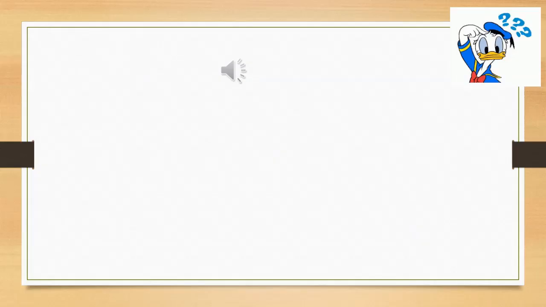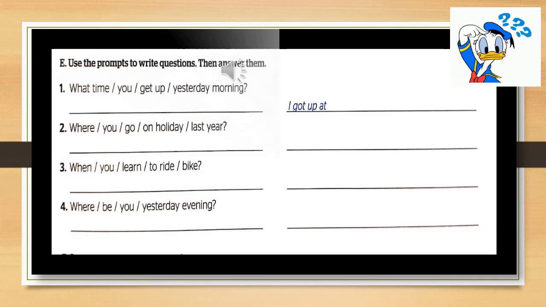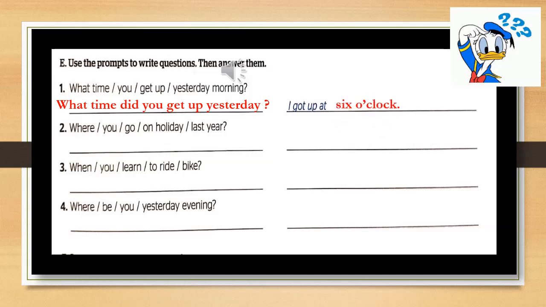Okay, exercise E. Use the prompts to write questions, then answer them. Number 1. What time did you get up yesterday morning? Can you see the word yesterday? It means that we are going to form the question in the past simple tense. So the answer will be, what time did you get up yesterday morning? The answer will be, I got up at 6 o'clock, for example.